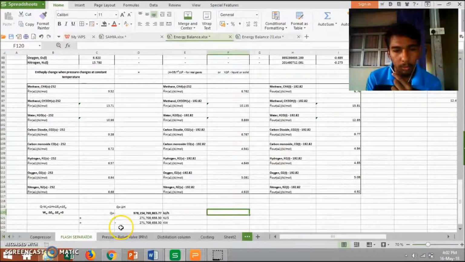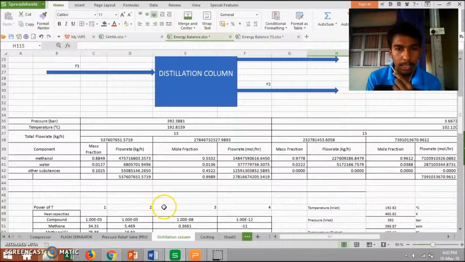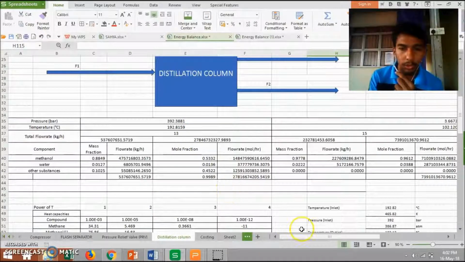So now let's move on to the next unit. Before moving on to the distillation column, we put the PRV, which is a pressure relief valve. The function is to reduce the pressure, from 392 bar to 3 bar. As we assume this is an ideal gas, the change in enthalpy is 0. So now let's move on to the last unit, which is the distillation column.